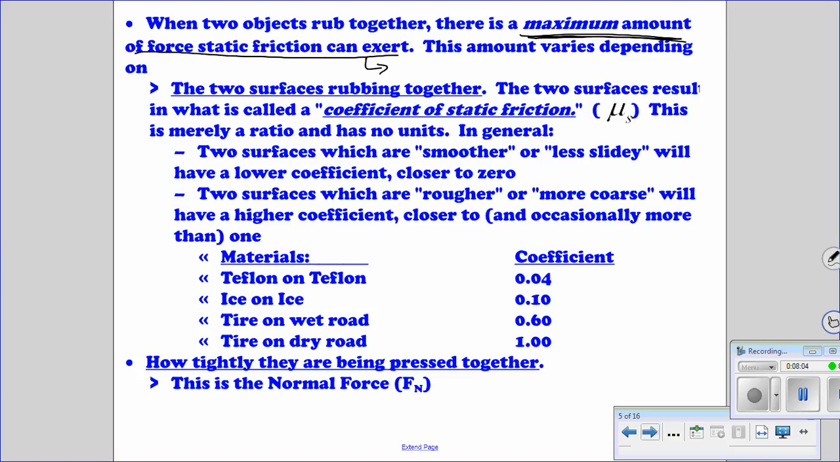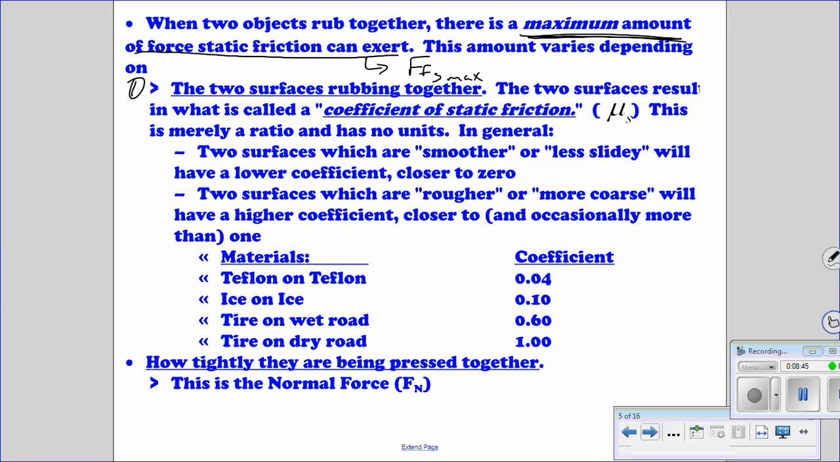I'm going to call this F_f,s,max, force of static friction, max. That's a subscript and subscript and subscript. So F_f,s,max, force of friction, static, max. That's the most force that static friction can exert in that particular example. What that maximum friction is depends on two things. The first thing it depends on is what the two surfaces are that are rubbing together. Two pieces of ice rubbing together are going to have much less friction than a rubber tire on a cement road.